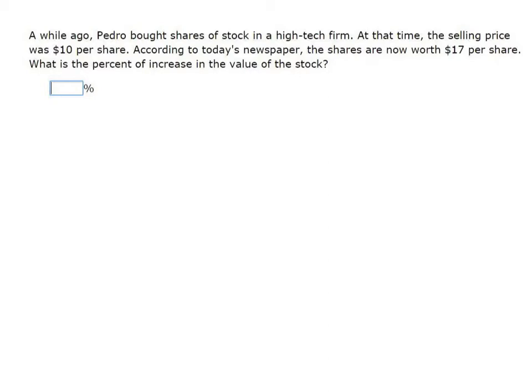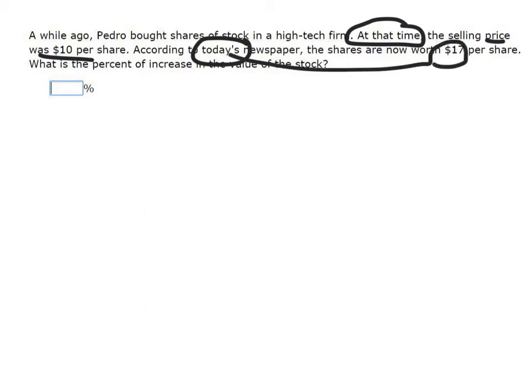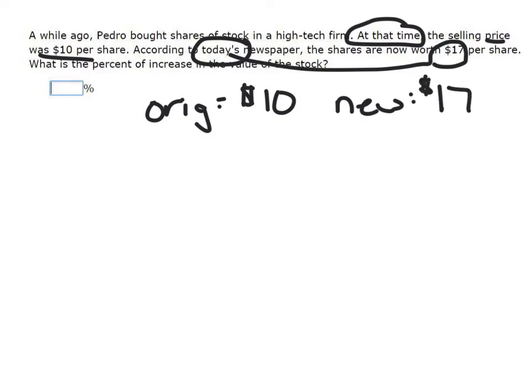Well, as we look through this, one of the things that I really like to do is look at the key wording. At that time, the selling price was $10 a share. According to today's newspaper, they are now worth $17 per share. I can easily tell that this $10, and I'm going to make a little note for myself, the original is the $10 and the new is my $17. I can tell chronologically and how the wording is in here that I started at 10 and now it's worth 17.